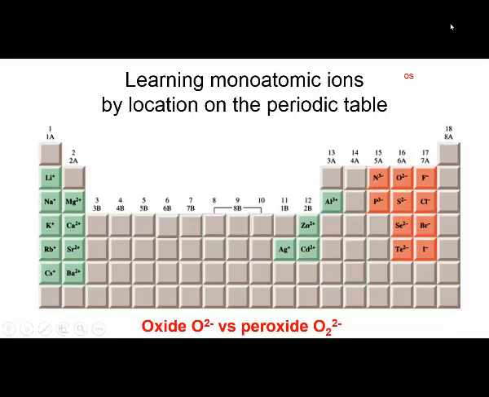So all the halogens will form -1 charged anions, and we change the suffix, the end of the name, to -ide. So fluorine goes to fluoride, chlorine goes to chloride, bromine goes to bromide, and iodine goes to iodide. So the ending changed to -ide.